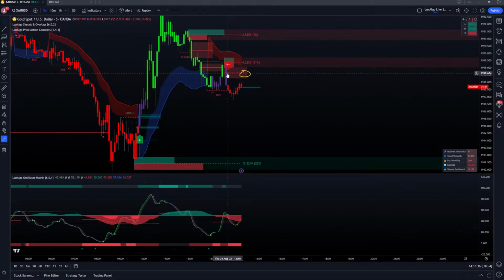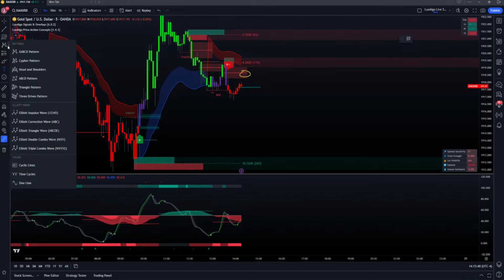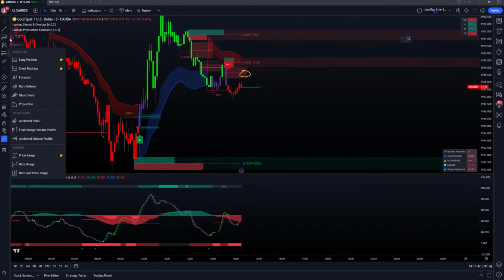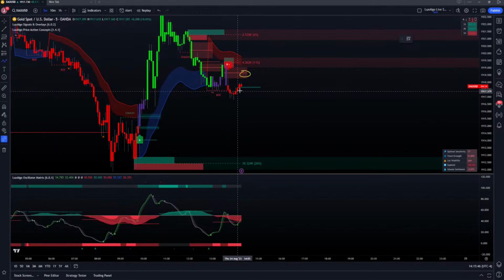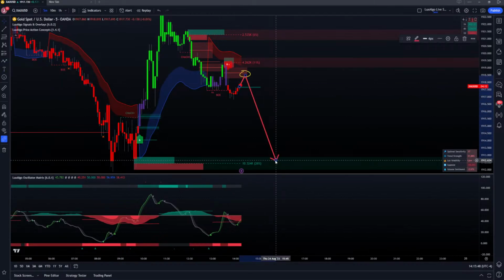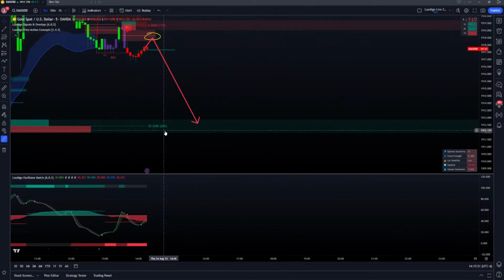So that liquidity there still needs to be filled. And we would be looking for our short entry off that level. Let me find my path tool. There's so many tools in this. But again, we would target, guess what? This lower high volume order block.